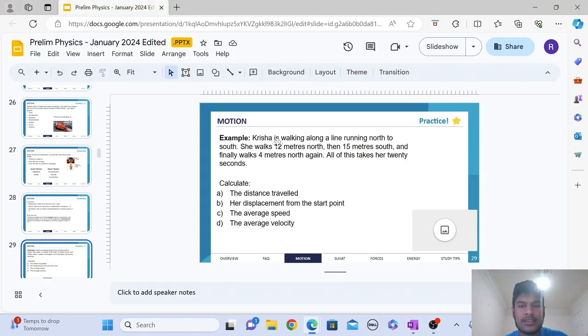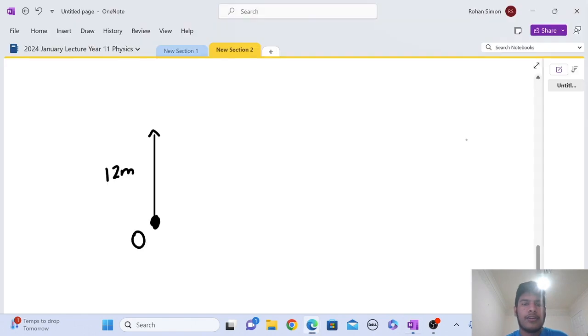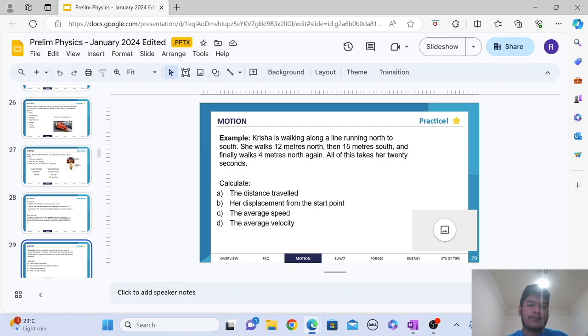And then it says that she walks 15 meters south. So what does that mean? She gets to this point and she decides to go the opposite direction. So she goes like this. And this altogether is 15 meters. So if she's gone up, or north, 12 meters and then back south 15 meters, she's traveled a net distance of 3 meters here, right?